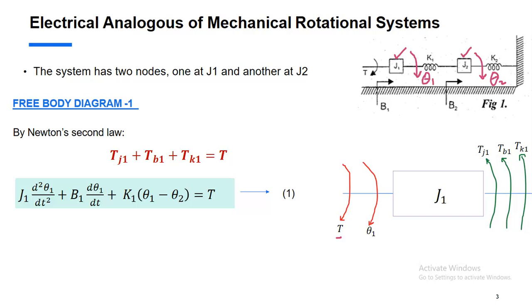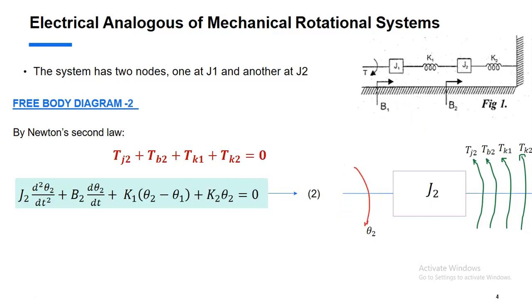We are applying an input torque. Opposing torques are Tj1, Tb1 and Tk1. This is a torque balance equation: Tj1 plus Tb1 plus Tk1 is equal to T. J1 d square theta 1 by dt square, plus b1 d theta 1 by dt, plus k1 into theta 1 minus theta 2, because this k1 is between the two masses, is equal to T.